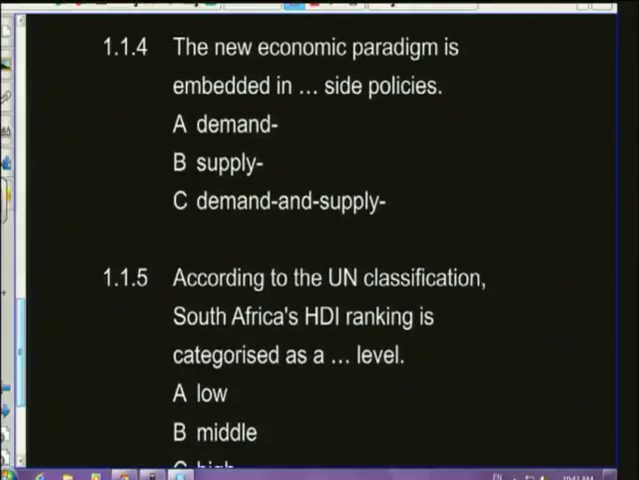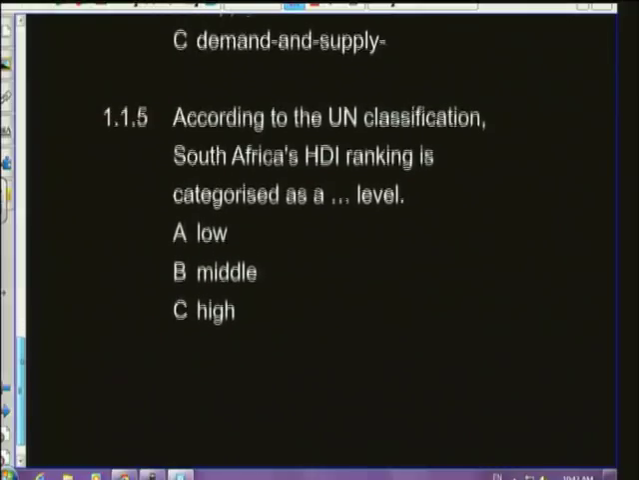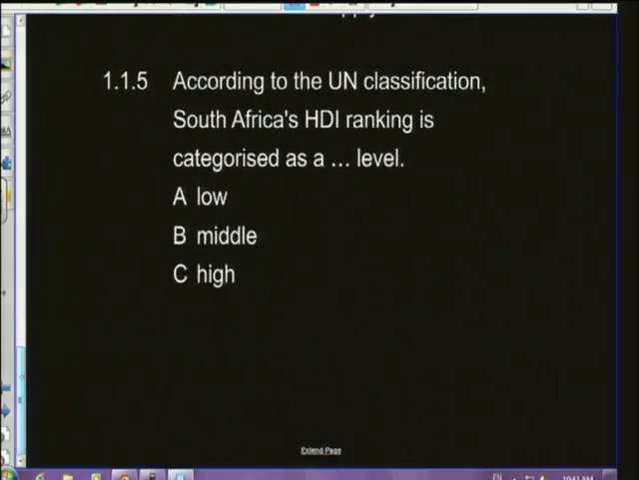1.1.4, the new economic paradigm is embedded in the demand side policies. The answer is A. 1.1.5, according to the United Nations classifications, South Africa's HDI ranking is categorized as a middle level. South Africa's economy is classified as a dualistic economy because we have elements of both a developed and a developing country.